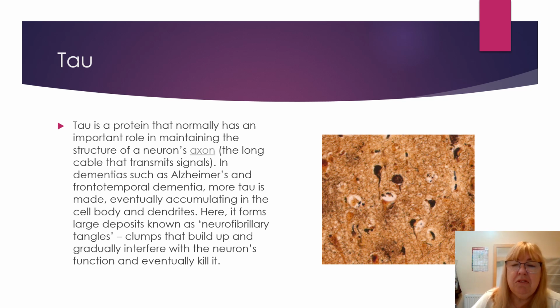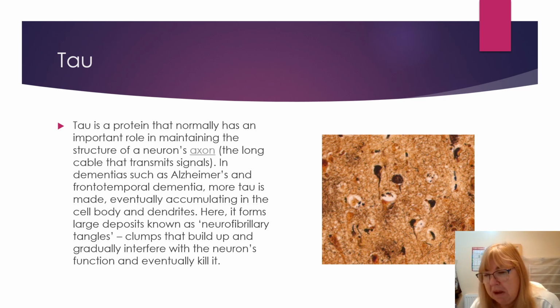So in certain dementias, such as Alzheimer's and frontotemporal dementia, more tau is made than should be. And that eventually clogs up the cell bodies and the little dendrites, the little fingers that come off the neurons. It starts clogging them up with its little twisty strings. They're actually known as neurofibrillary tangles, but you can call them little string clumps if you want. And that interferes with the function of the neuron because they're in the way. And eventually, if it really clogs up, they can actually kill the individual neuron.